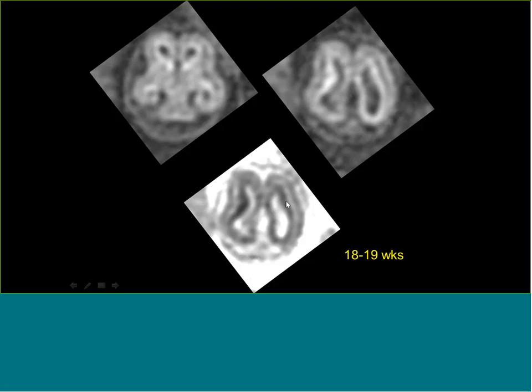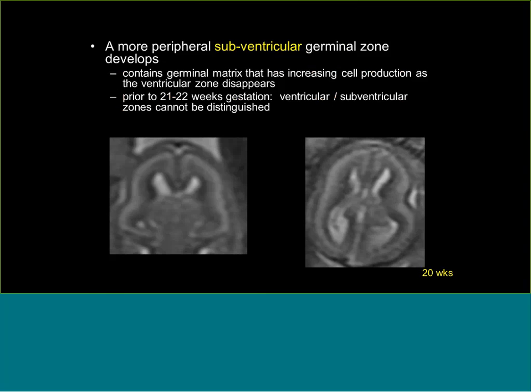And on an ADC image, again, this is reduced diffusivity as a reflection of the marked cellularity that characterizes the ventricular zone or the germinal matrix at this age. Around 18 weeks, then there's a subventricular zone that develops that will contain more and more of the neuronal generating cells, the germinal matrix, and eventually replaces the ventricular zone. However, by imaging, we cannot separate the subventricular zone from the ventricular zone until about 21 or 22 weeks.